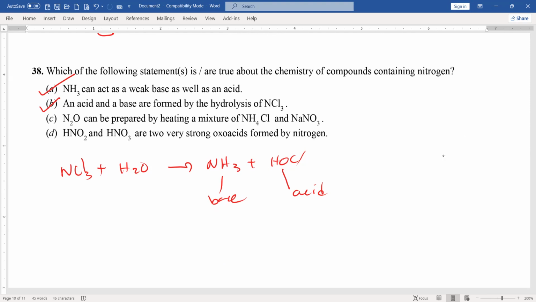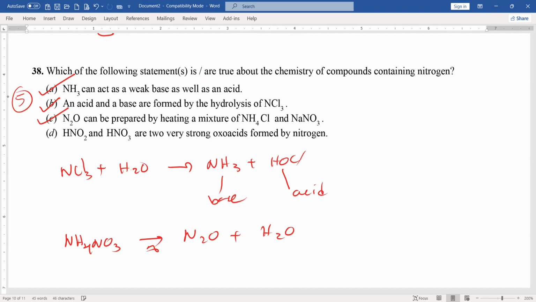N2O can be prepared by heating a mixture of ammonium chloride and sodium nitrate. Again, NH4NO3. If you heat this, you will get N2O plus water. That is correct. In an exam, if you find the first 3 answers are correct, then we don't check the other one. If it is pretty sure, my answer is 5. Now the answer is 5. Let's see the other one also.